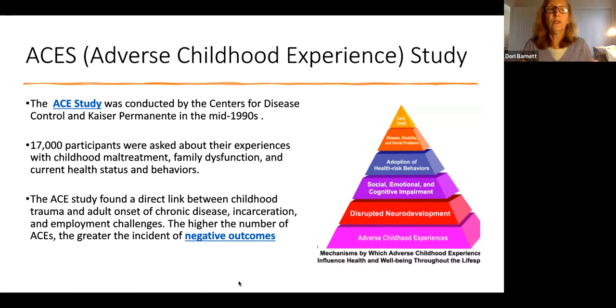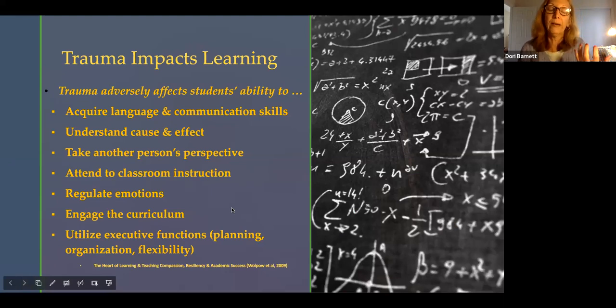There are a lot of interesting implications from the ACEs study, but the point for today is that when we experience early childhood trauma, and especially cumulative trauma, multiple experiences, it literally impacts our development. It impacts our brain development, and it impacts our behavioral responses. Studies have shown that trauma has a direct impact on student learning.